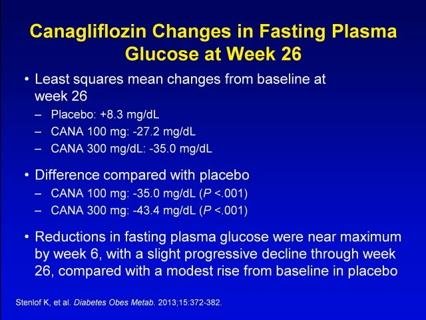Now, the studies included some assessment of other parameters as secondary endpoints, including fasting glucose, which fell about 35 milligrams per deciliter at the higher dose of Canagliflozin, with a difference from placebo of about 43. And these differences and reductions were apparent within a few weeks of starting therapy. And in fact, there's some data to show that glycosuria starts almost immediately, within a few days of starting therapy.